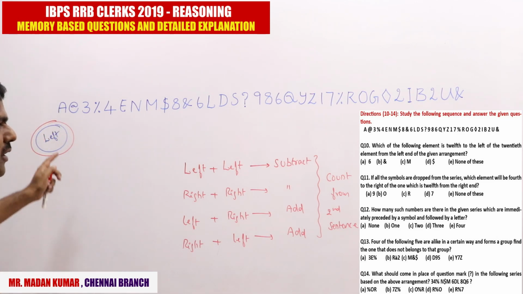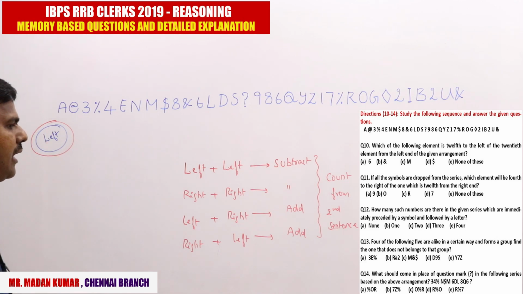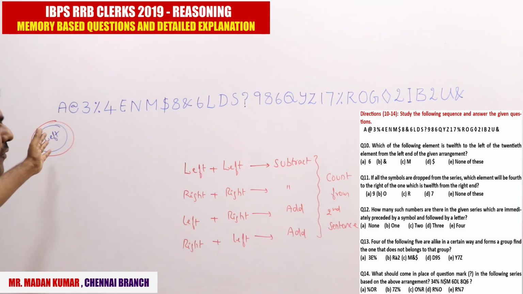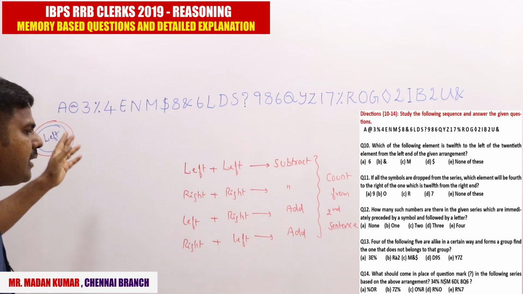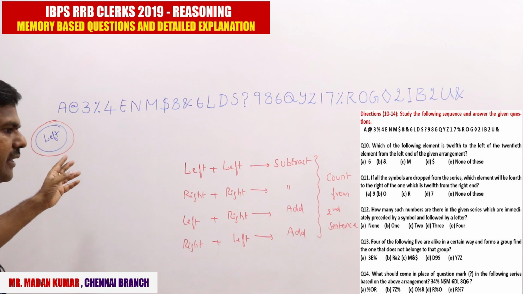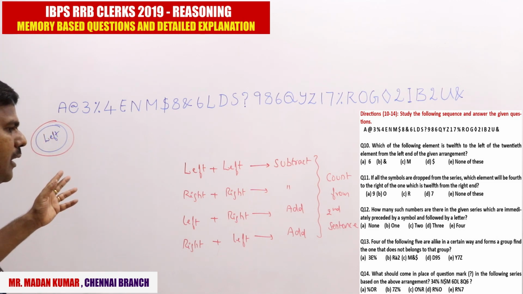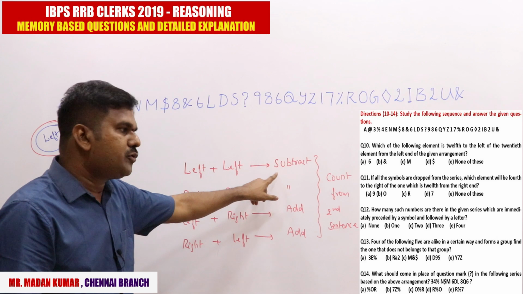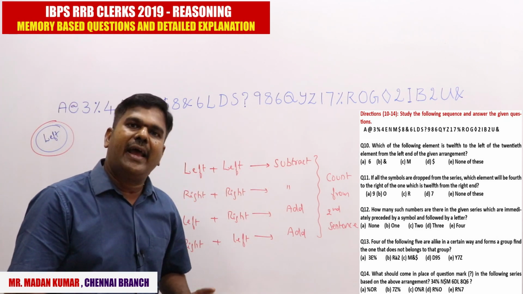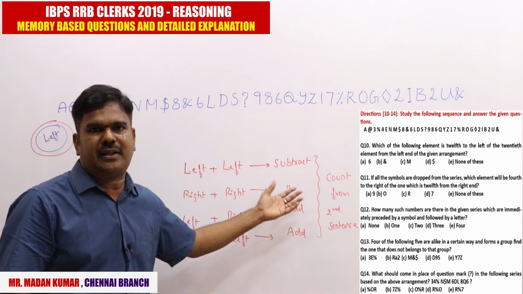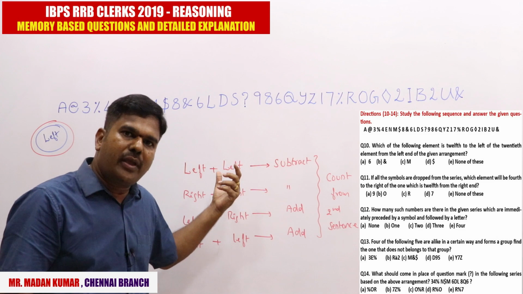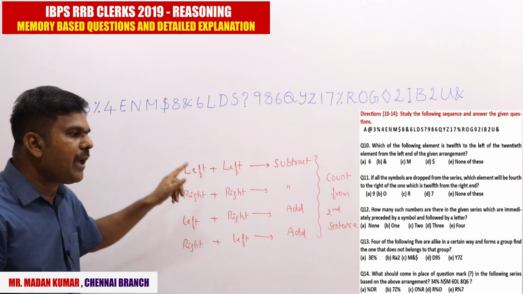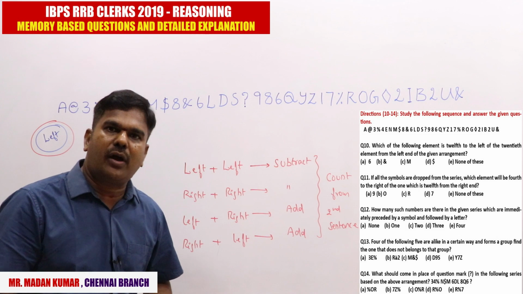Which of the following elements is 12th to the left of the 20th element from the left end of the given arrangement? Now the arrangement is given and the question is asked. If you see, 12th to the left, left is given, and 20th element from the left, both are left, right? Both are left, so what do we need to do? Subtract. 20 minus 12, how much? 8th. 8th from the left end. Count from the second sentence. Both are left, so we count from the left end only. So the 8th element from the left end: 1, 2, 3, 4, 5, 6, 7, 8. M is the answer. It is given as the third option. Go ahead with the third option.